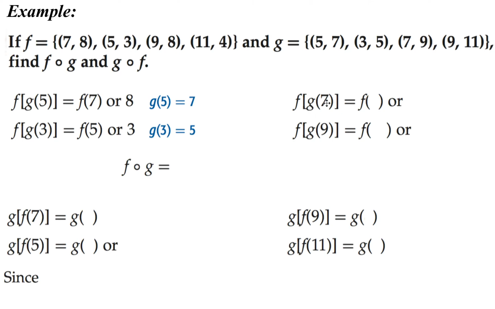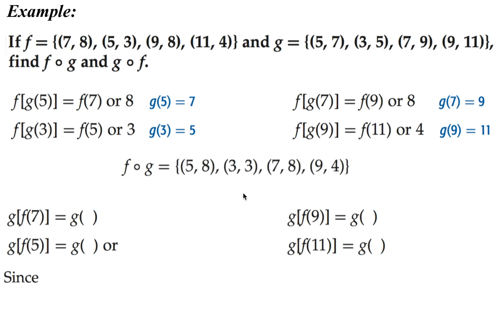Likewise, g maps 7 to 9, and f maps 9 to 8. g maps 9 to 11, and f maps 11 to 4. So now we can take our input of 5 and say it goes to 8, 3 goes to 3, 7 goes to 8, and 9 goes to 4. So f composite g is equal to this function with this set of 4 ordered pairs.